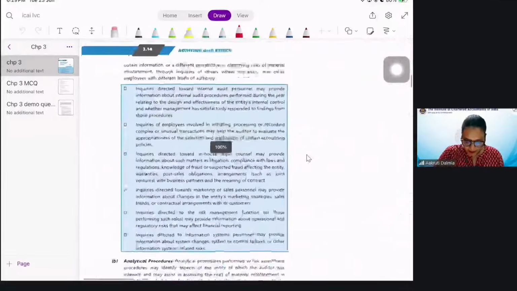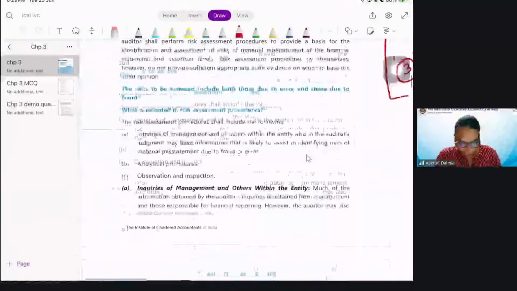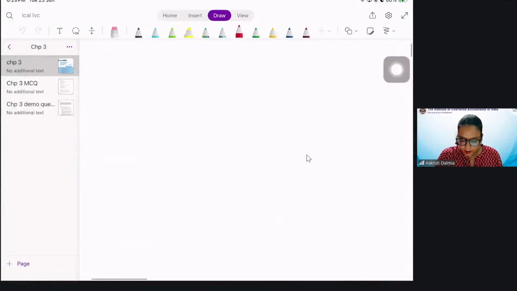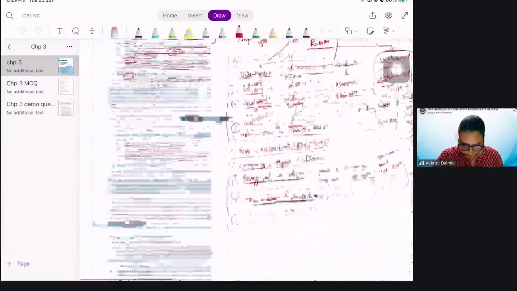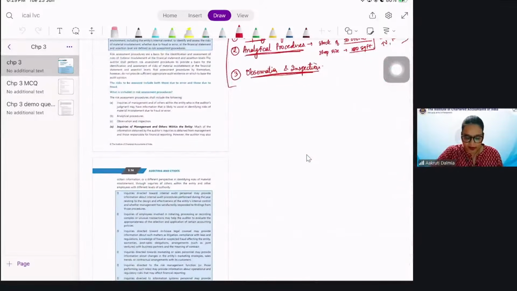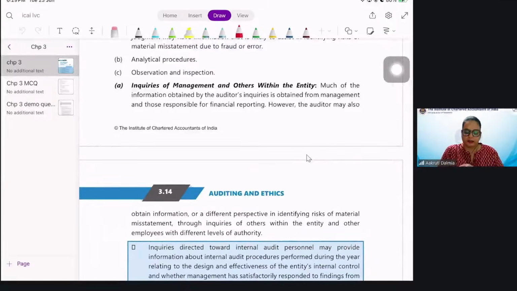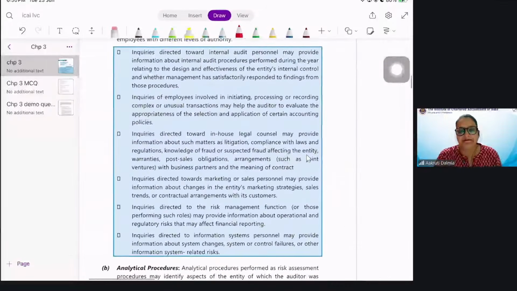Yeah, here it is. Can you see this answer, everyone? 3.14, Inquiries of management within the entity. So the correct answer is obviously Pooja's. That is why I asked her. Inquiries of management and others. So what is this question saying? I don't want to know about management. I want to know others. And here is the exact answer.